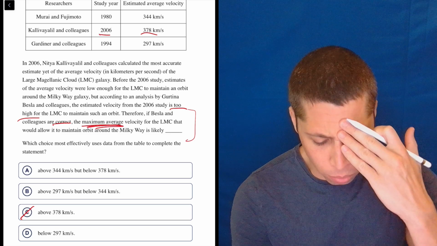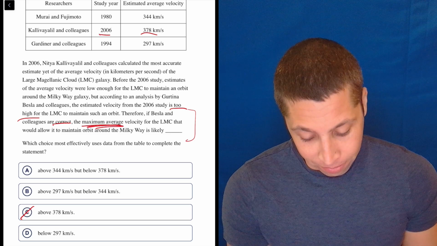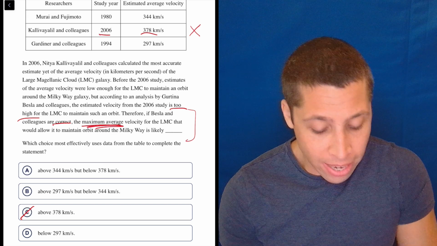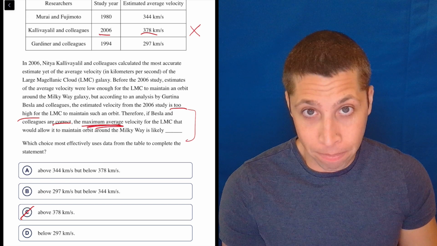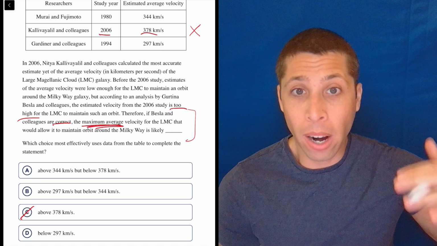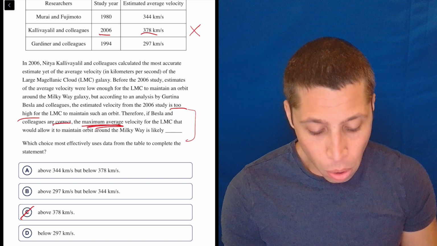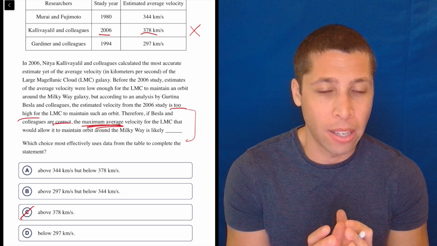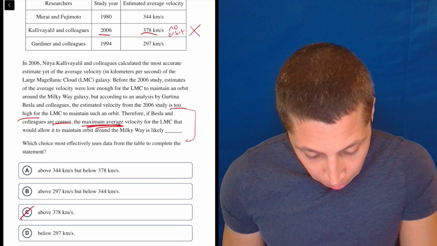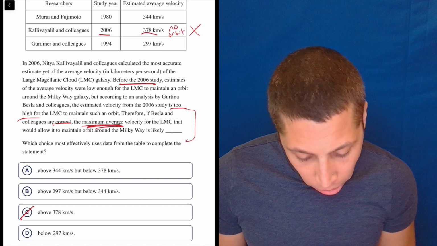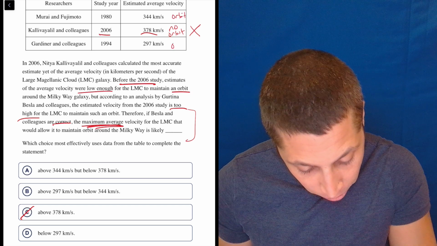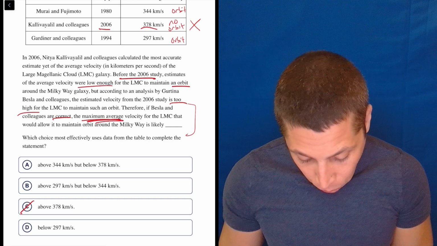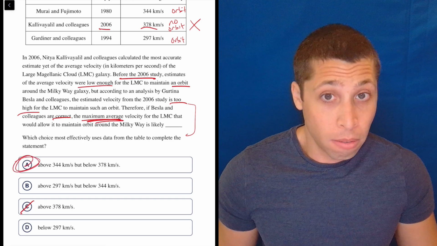So the problem is, okay, the problem is not saying that this study is wrong, right? That's not what Besla is saying. They're just saying that if the 2006 study is right, then we don't have an orbit anymore. So there is a point where it could maintain an orbit and a point where it can't, right? So basically somewhere below 378 is where the cutoff is. At 378, we have no orbit. But before 2006, estimates were low enough for it to maintain an orbit. So this one has an orbit. This one has an orbit. So somewhere between 344 and 378 is the cutoff, the point where this thing is not orbiting anymore. So above 344, but below 378. That's the answer.